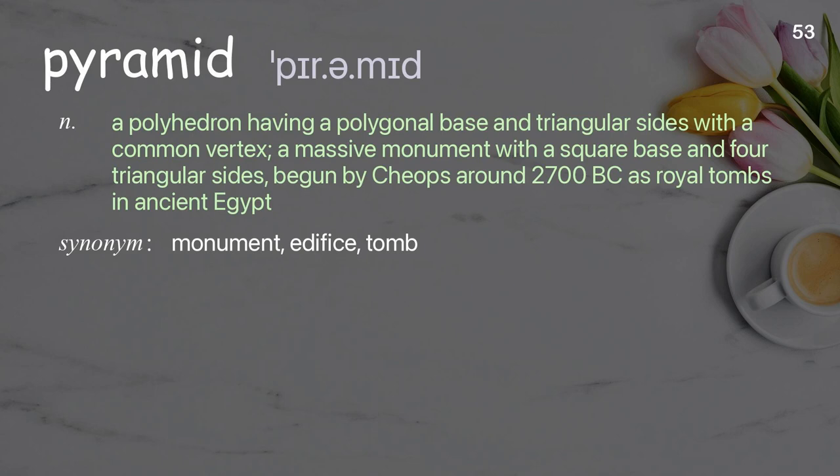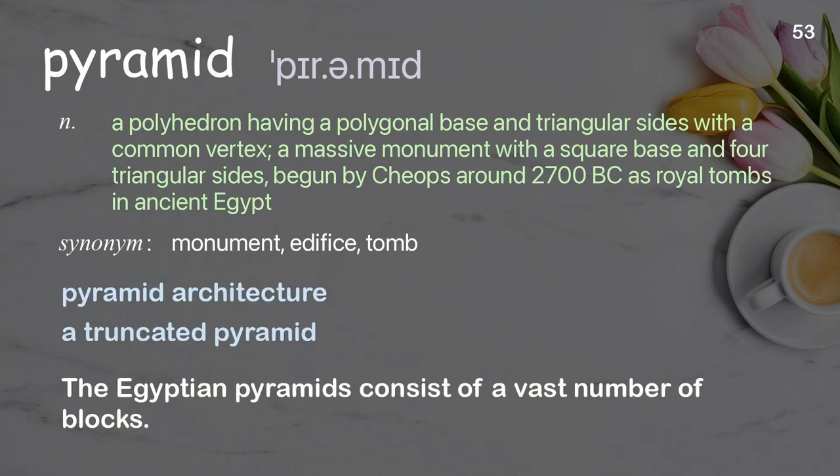Pyramid. A polyhedron having a polygonal base and triangular sides with a common vertex, a massive monument with a square base and four triangular sides, begun by Cheops around 2700 BC as royal tombs in ancient Egypt. Examples: pyramid architecture, a truncated pyramid. The Egyptian pyramids consist of a vast number of blocks.